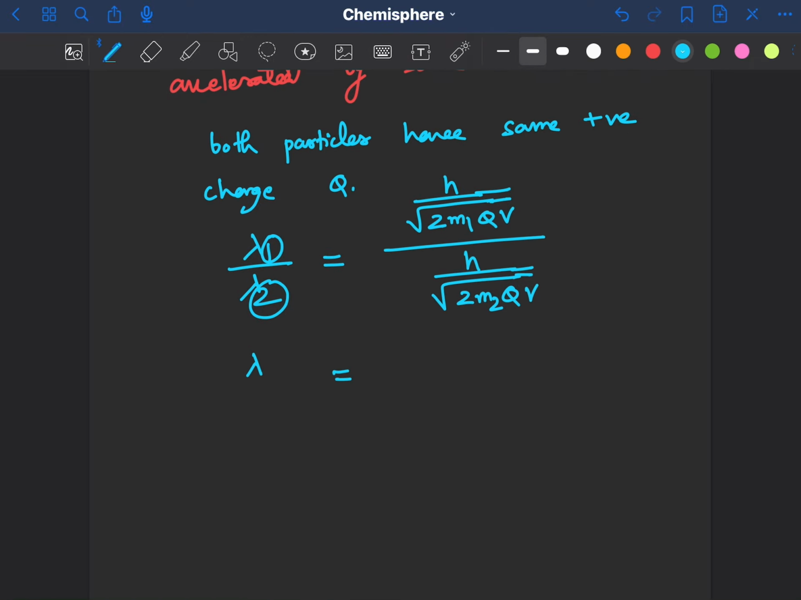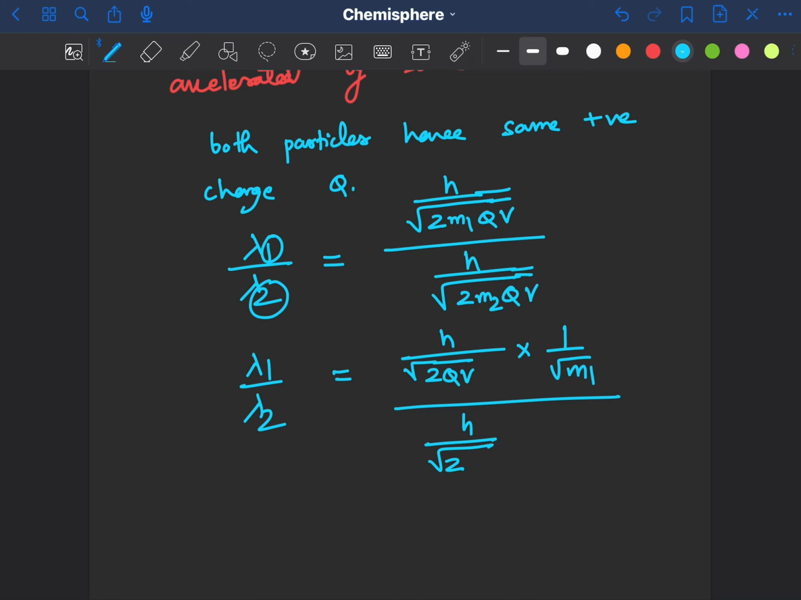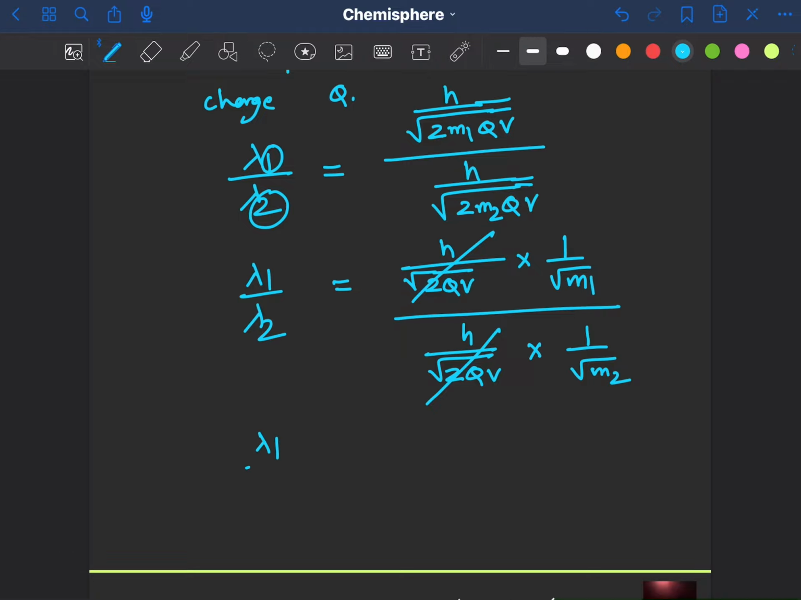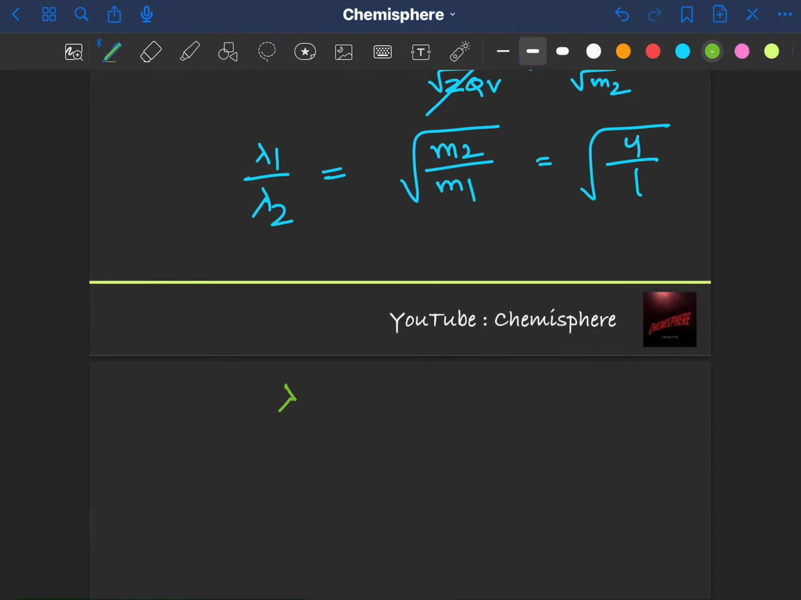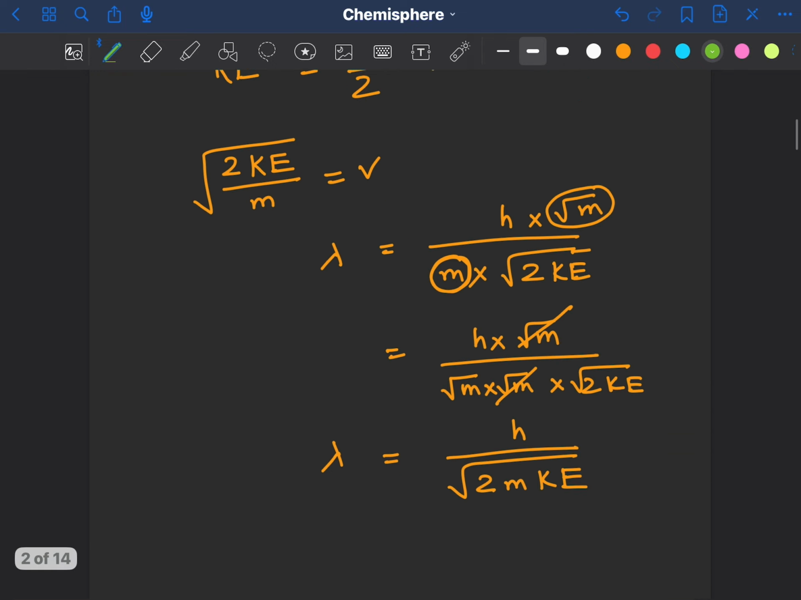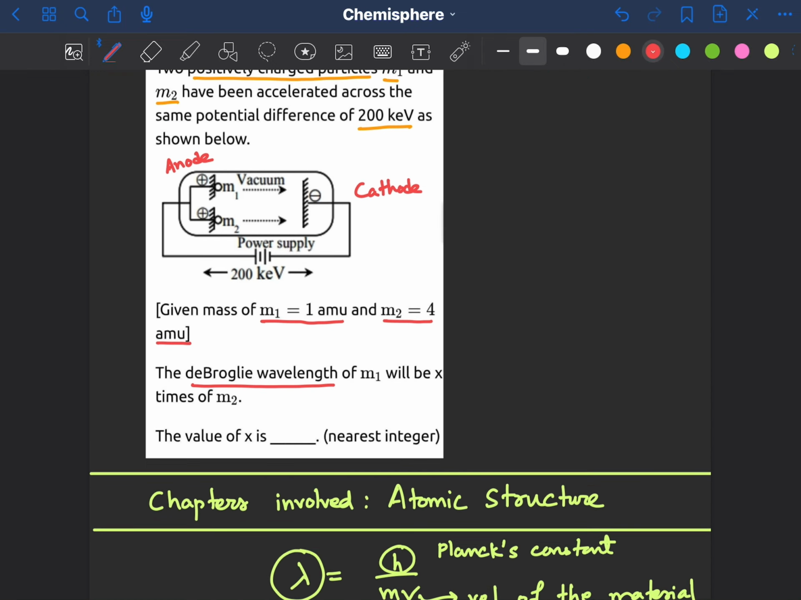So I can write lambda 1 by lambda 2 as h by root of 2qV into 1 by root of m1 divided by h by root of 2qV into 1 by root of m2. So this gets cancelled. So lambda 1 by lambda 2 is equal to root of m2 by m1. In the question, m2 is given as 4u, m1 is given as 1u, so it becomes root of 4 by 1. Upon solving, lambda 1 by lambda 2 is equal to 2. So lambda 1 is equal to 2 times lambda 2, and the answer is going to be 2. So the de Broglie wavelength of m1 is x times that of m2, so the value of x is 2. Okay, thank you.